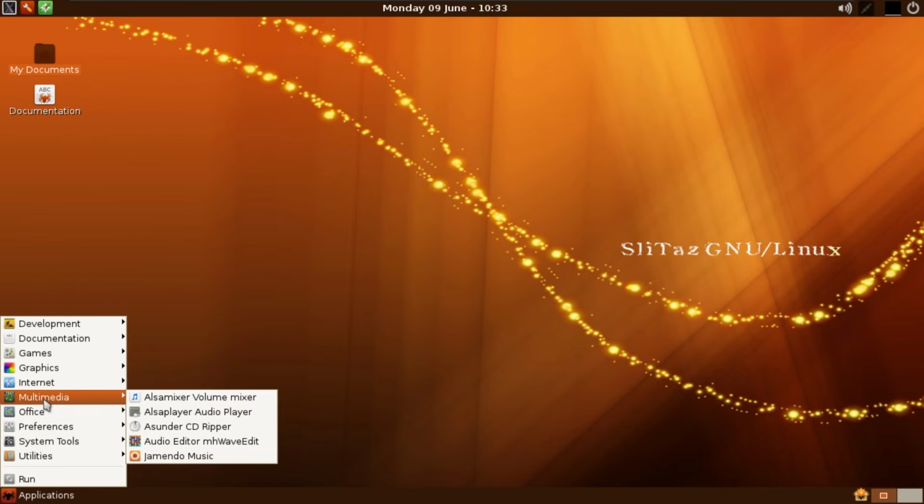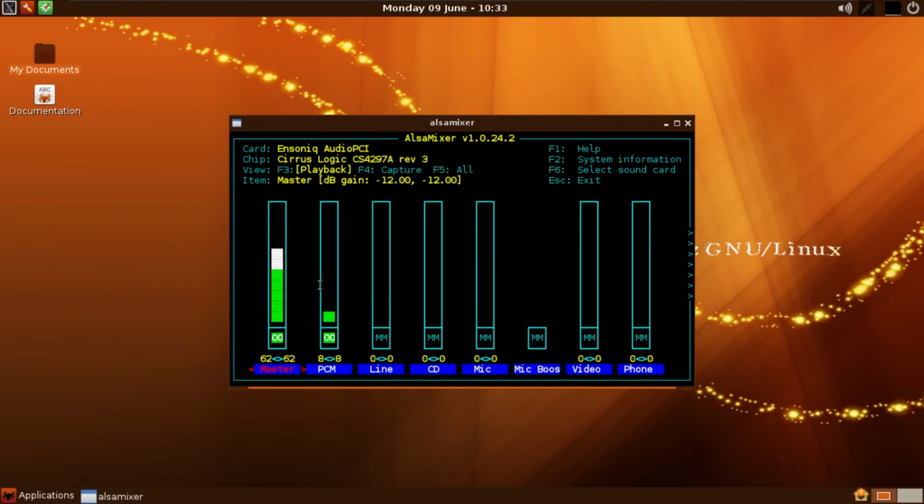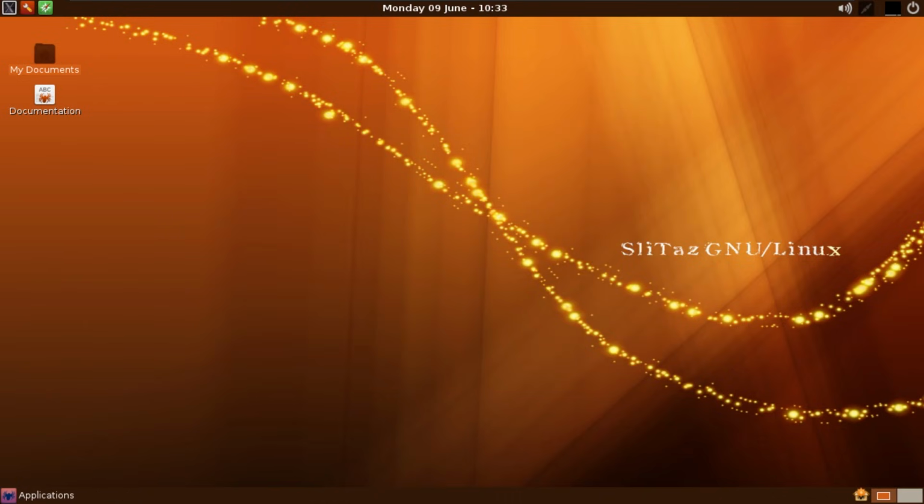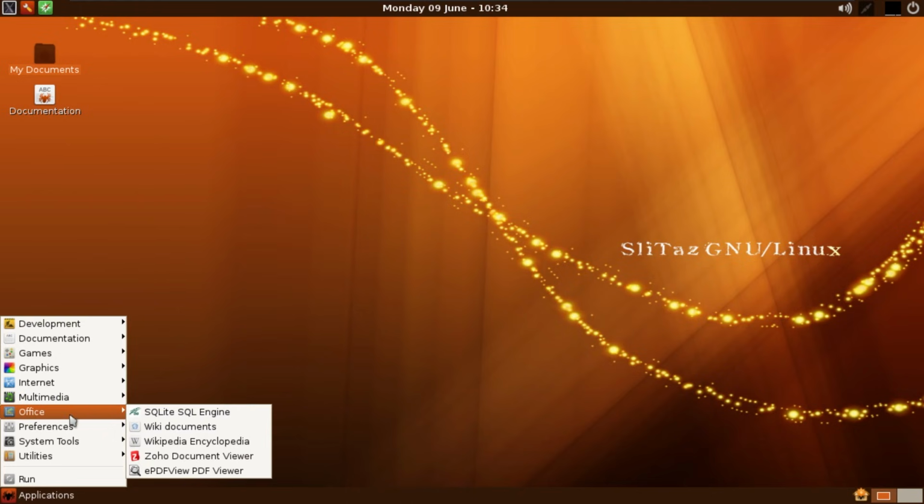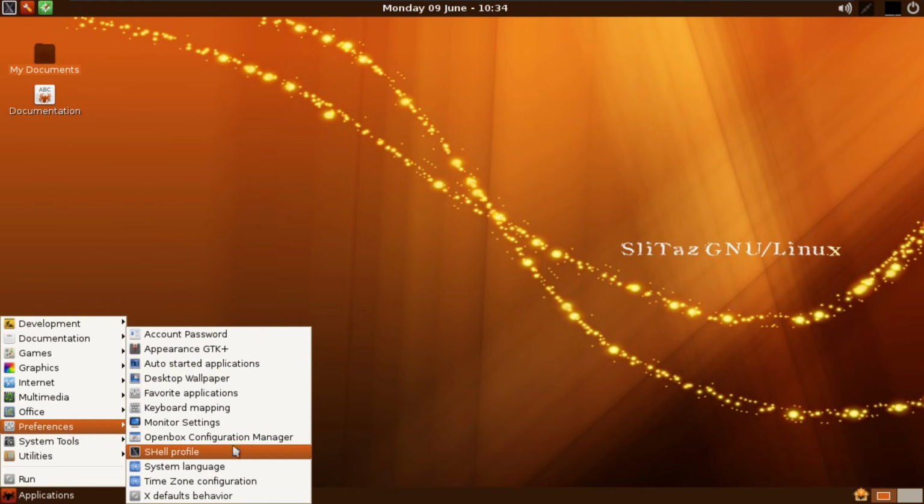SliTaz Linux represents the radical side of minimalism. It's blazing fast, incredibly lightweight, and impressively compact. But it demands effort. It demands time. And it demands patience. It's not built for the average user. It's built for tinkerers, for people who love control and don't mind a few bugs and limitations.